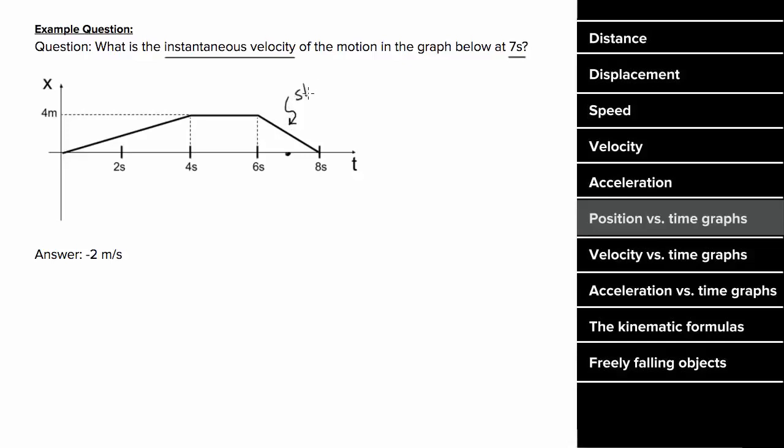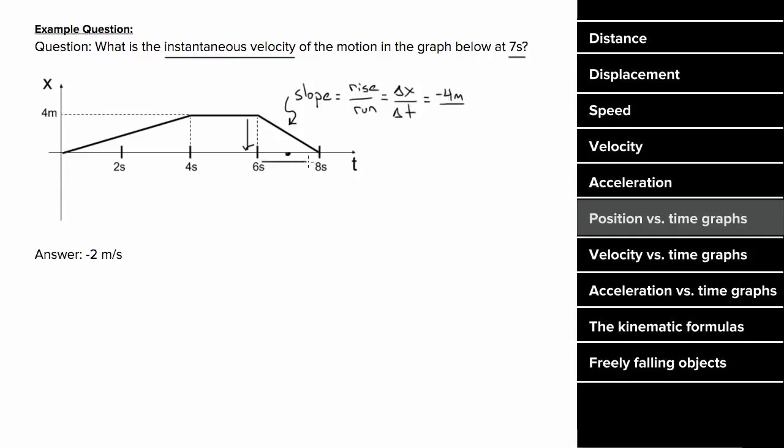Since the slope is constant, we can find the slope between any 2 points in this region. Choosing 6 seconds and 8 seconds will be the most convenient, so we'll use rise over run. The rise in this case would be the change in position, the run would be the change in time. Since between 6 seconds and 8 seconds, the graph drops by 4 meters, the displacement would be negative 4 meters.